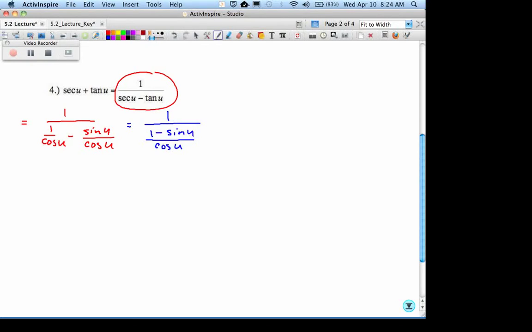At this point, we're going to get rid of the complex fraction. So what we're going to do is take 1, which is my top numerator, my top fraction, or whatever you want to call it, times cosine over 1 minus sine. Why would it be 1? What I did is I'm dividing by a fraction, so now I'm multiplying by the reciprocal. So I'm taking 1 and dividing by a fraction, and now I'm taking 1 and multiplying by the reciprocal. Most of you would just do that step mentally and come up with cosine u over 1 minus sine u.